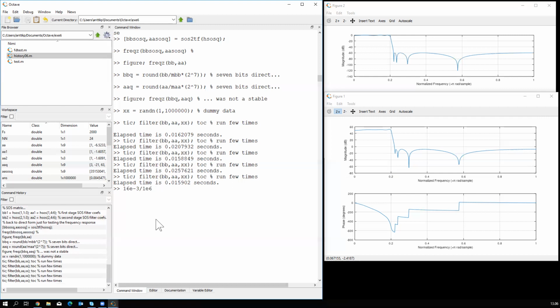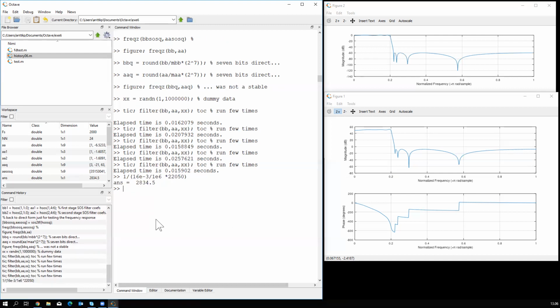How long it takes for one single sample. If we have, for example, a 22.5 kilohertz sample rate, this gives me the value of how long one single channel would take. And this value is how many channels I can do. Channel meaning thread, single input. Okay, so about 2,800 channels.